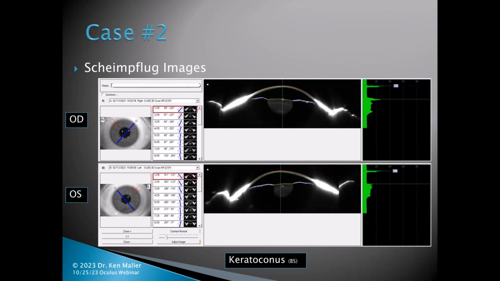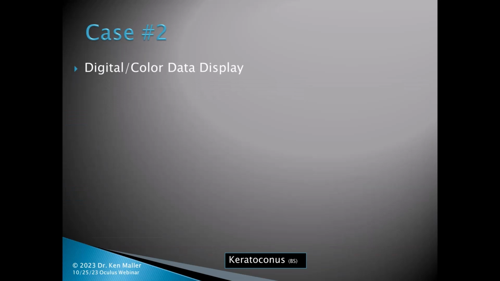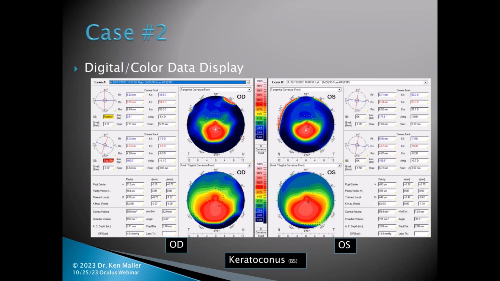So here's her Scheimpflug images. And you can see this is not nearly as irregular as that very first keratoconic Scheimpflug that I showed you. But we still can see that there's a fair amount of irregularity here. On the display, you can see this is certainly not a minimal amount of irregularity. And it is amazing that she was able to get through 50 years of her life with no one picking up on the fact that this was keratoconus.